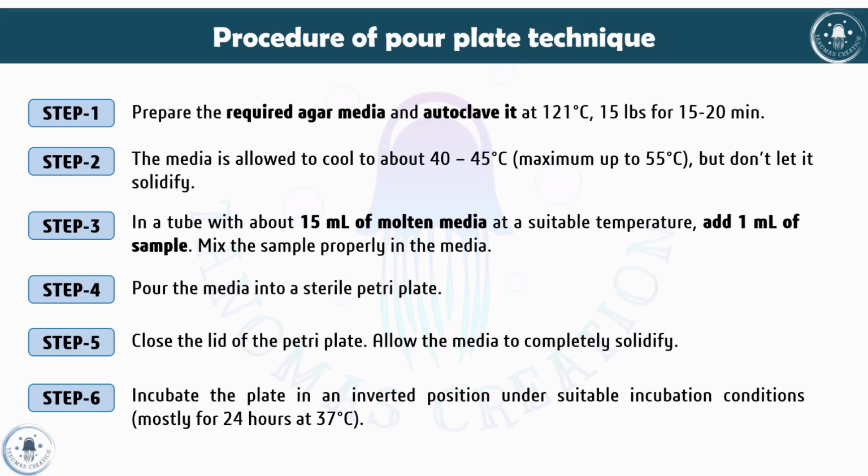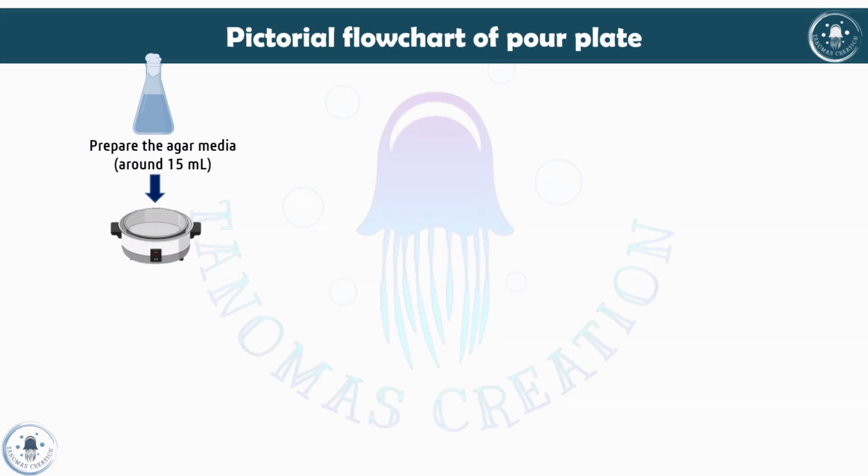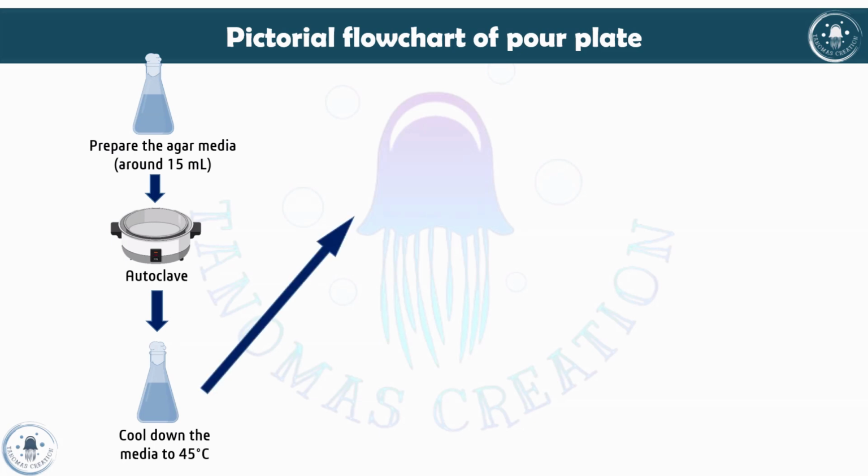Now, this will become more clear if we look into the pictorial flowchart. Here you have made the media. You have prepared the agar media, around 15 ml, and then you have done the autoclaving, and after that you have cooled the media down to 45 degrees Celsius. Now, after cooling down, you take the serially diluted sample. You take 1 ml from this using a micropipette and you mix it in the media which you have cooled down to 45 degrees Celsius.